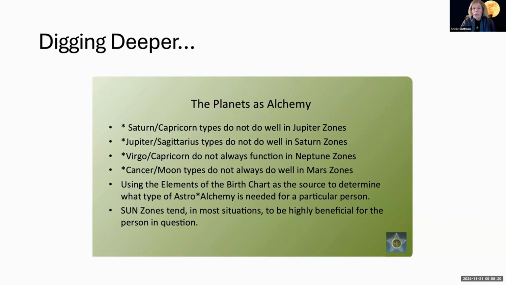So I just say use the elements of the birth chart as a source to determine what's needed for a particular person. And I will say, I usually go to the sun first. I try to find the 4 sun lines in the world, to see where they're going to be shining their light, because the sun is really the only one of all the planets that we use as planets that has its own light.